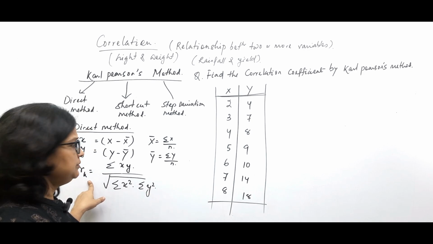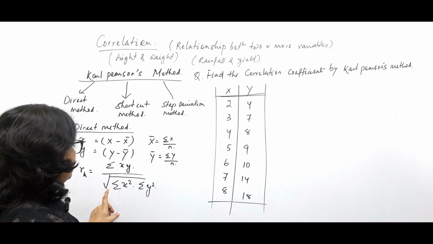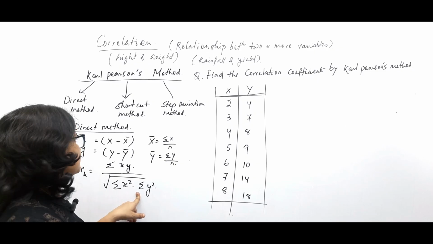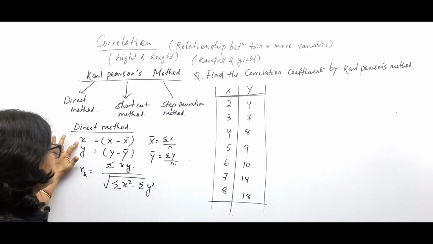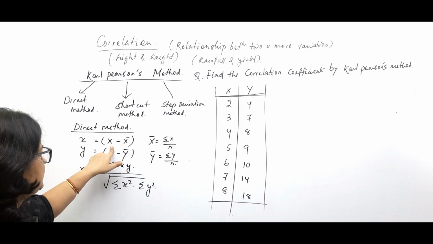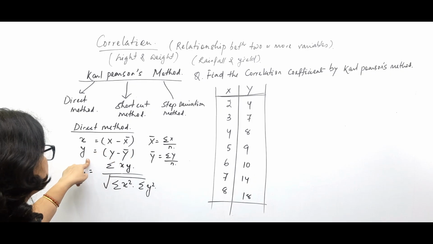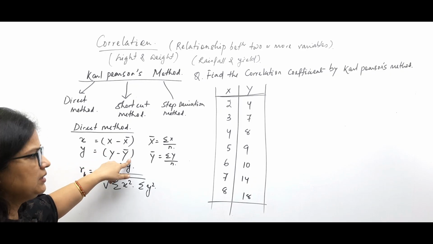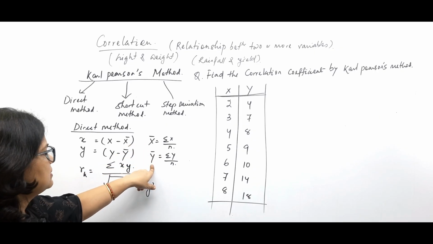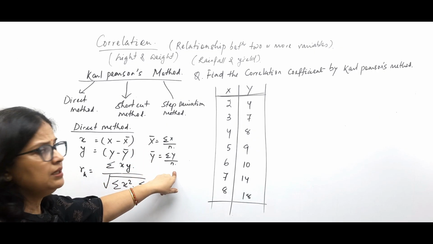So r equals sigma of xy divided by root of sigma x square into sigma y square, where small x equals capital X minus x bar, and small y equals capital Y minus y bar. X bar equals sigma of x by n, y bar equals sigma of y by n.